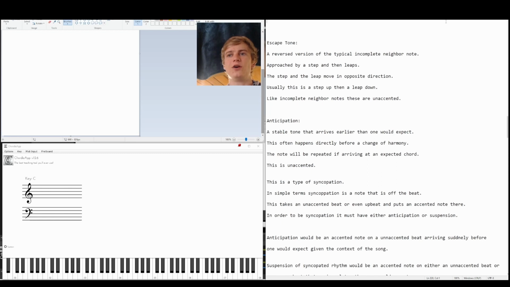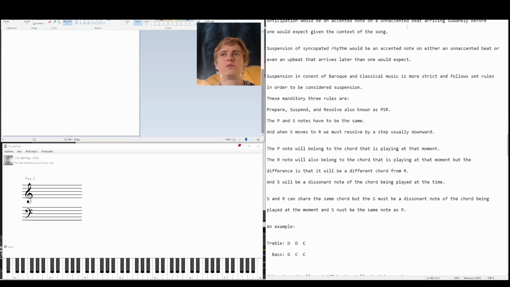Anticipation would be an accented note or unaccented beat arriving suddenly before one would expect, given the context of the song. Suspension of syncopated rhythms would be an accented note on either an unaccented beat or even an upbeat that arrives later than one would expect. However, suspension in context of Baroque and classical music is more strict and follows set rules in order to be considered a suspension. These mandatory three rules are prepare, suspend, and resolve, which is also known as PSR.